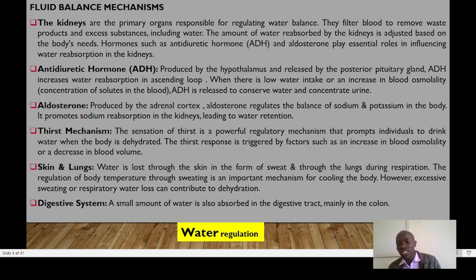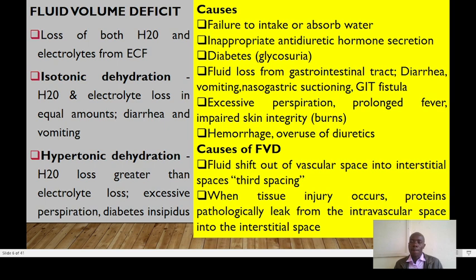Lastly, you have the digestive system, and in the digestive system, we normally have a small amount of water that is absorbed in the digestive tract, and this is majorly in the colon. Okay, this part is not so significant compared to the others. Remember, the kidneys are the primary organs responsible for regulating water balance.